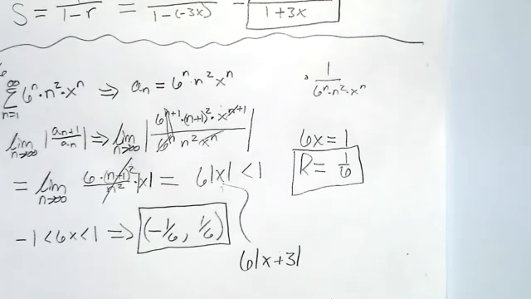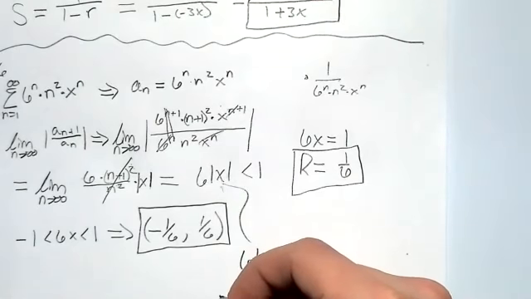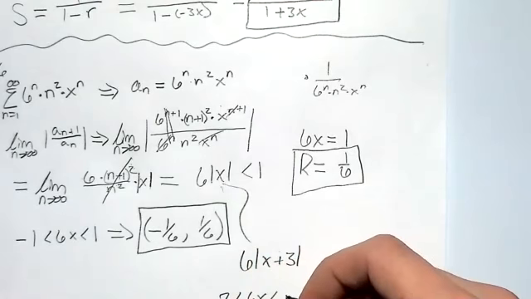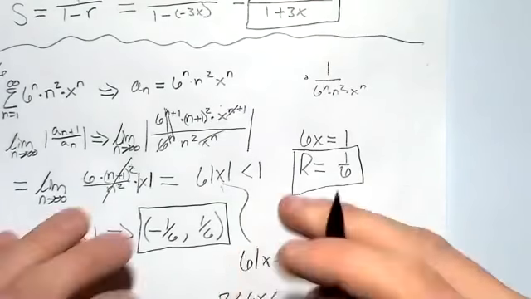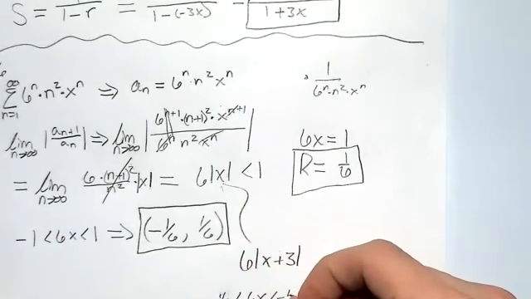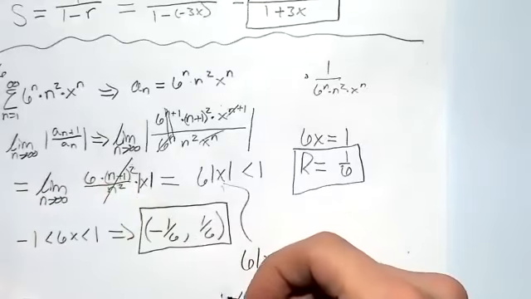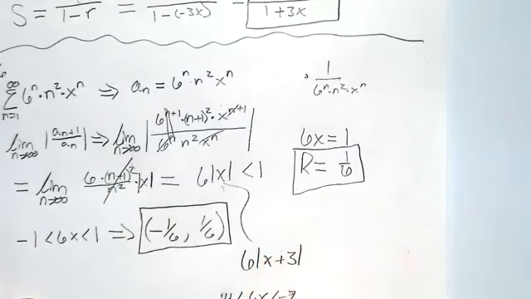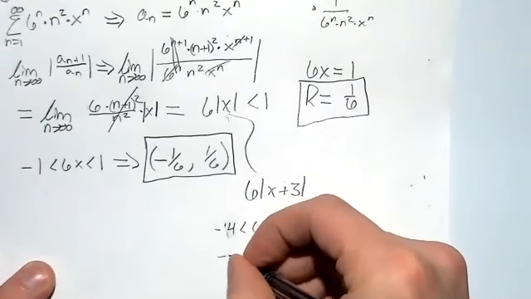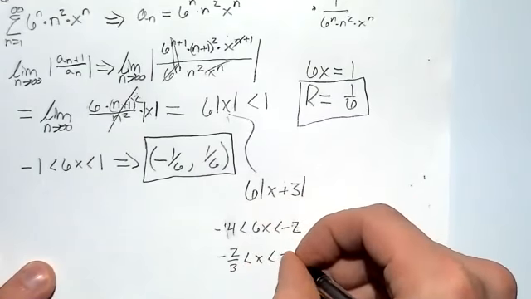Essentially, if we did solve this out, we would see that we'd have -4 is less than 6x is less than -2. Sorry, I promise I'll get it. When we divide by 6, then we're left with -2/3 is less than x is less than -1/3.